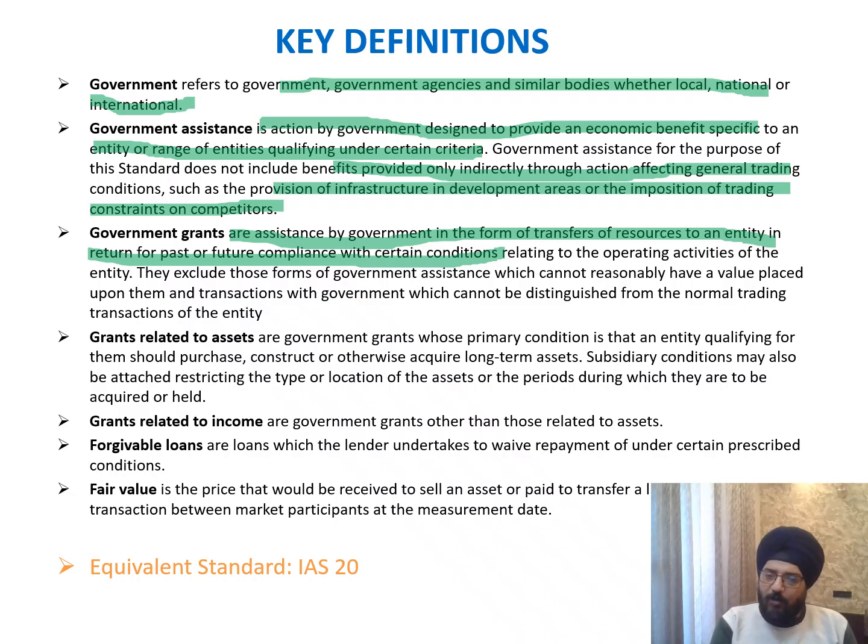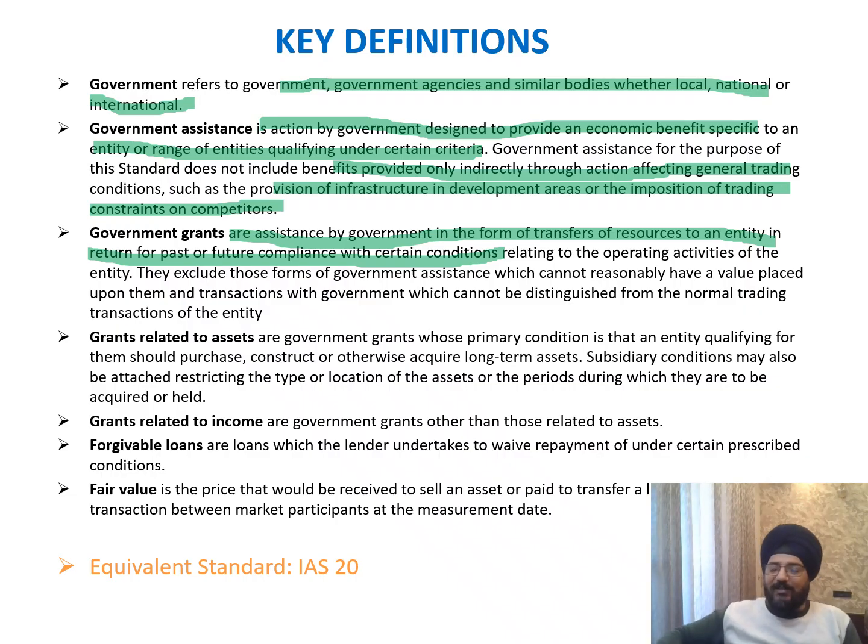But typically when we talk about the grants here, this is the kind of monetary benefit that is being provided to an entity, and it is not general or generic as we spoke about in the government assistance. So government assistance is largely a non-monetary benefit, but government grants are the monetary benefit that is being provided by the government on certain conditions that have been fulfilled by the organization in the past, and the grant has been given to comply with certain conditions.